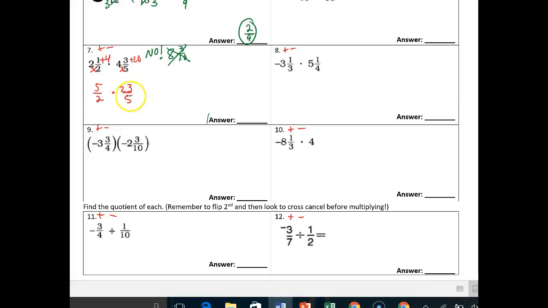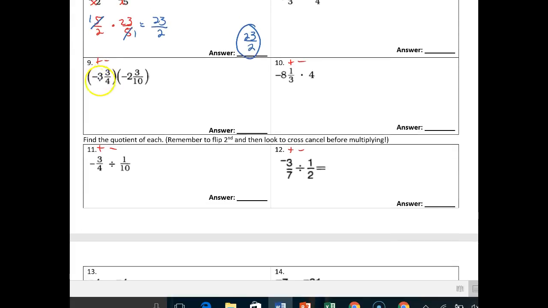Now that you've done that, we can go ahead and cross cancel, divide by 5. You get 1 times 23 is 23, 2 times 1 is 2. And I'm going to be nice tonight. For the sake of time, I'll let you leave stuff as improper fractions. So 23 over 2. Oops, I forgot. I got nothing but positive, so my answer will be positive. And circle your answer.